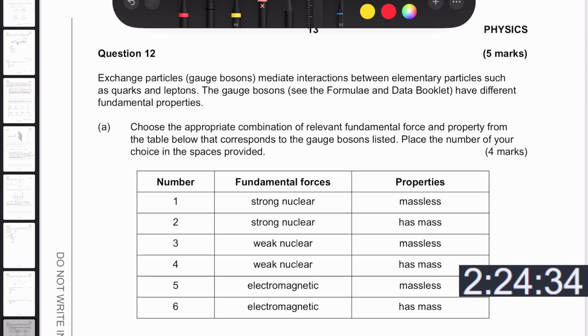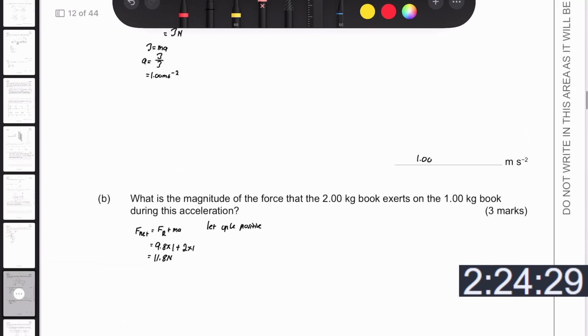Exchange particles gauge bosons mediate interactions between elementary particles such as quarks and leptons.